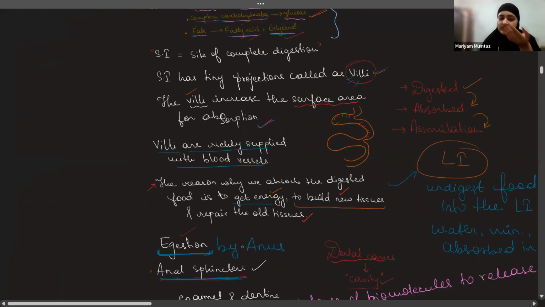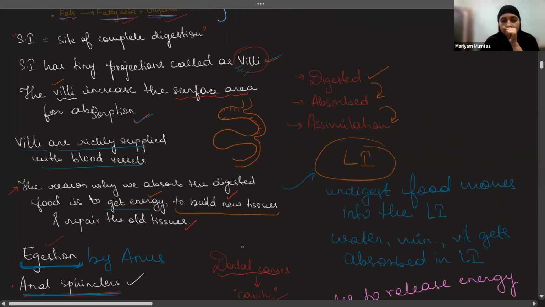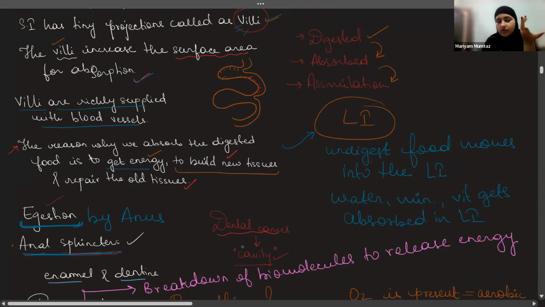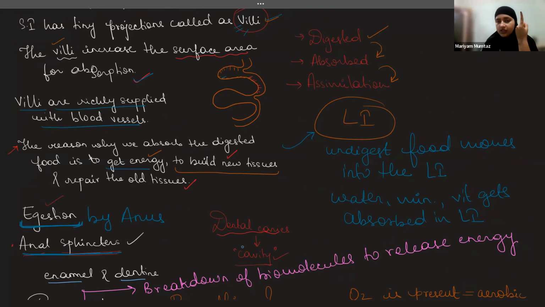Now, this part is almost over only. Why do we absorb the food? We absorb the digested food to get energy, to build new tissues, and to repair the old tissues, right? For all the bodily functions, we require energy, and that energy comes from the absorption of the digested food. Now the small intestine part is over.